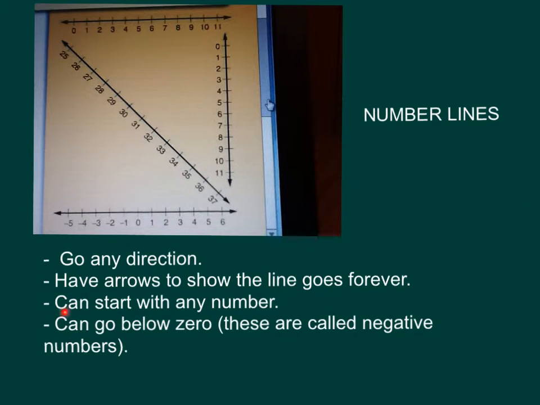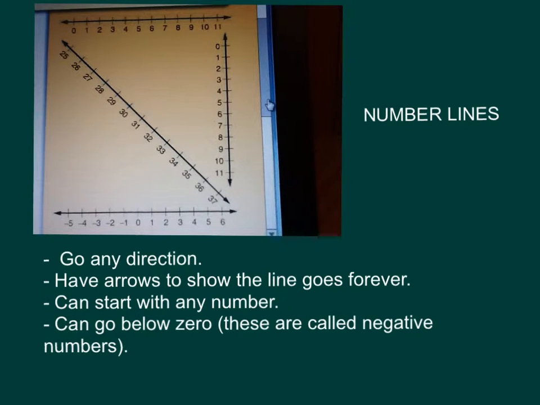Another feature of number lines is that they can start with any number. If we look at each of these number lines, this number line starts with the number 0. This number line starts with the number 25. This number line here starts with -5, and this number line also starts with 0.